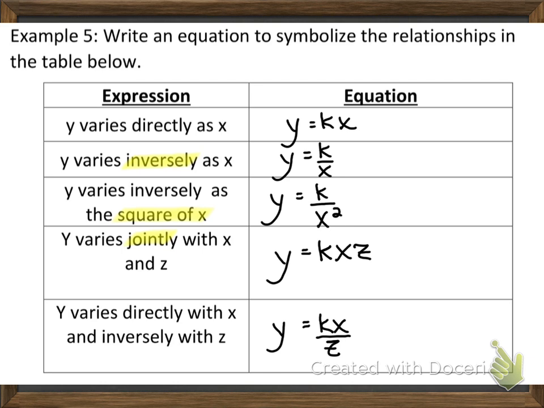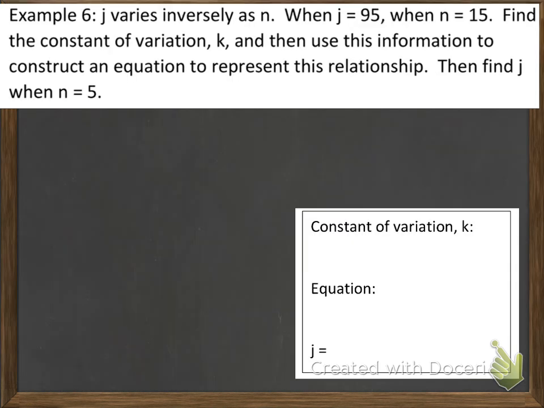So let's apply some of these in some more practice problems. Example 6 says j varies inversely as n. When j equals 95, n equals 15. Find the constant of variation k, and then use this information to construct an equation to represent this relationship. Then find j when n equals 5. Alright, let's just break this down one piece at a time. So the first part says j varies, so we write j equals inversely as n. So that variable n has to go downstairs.